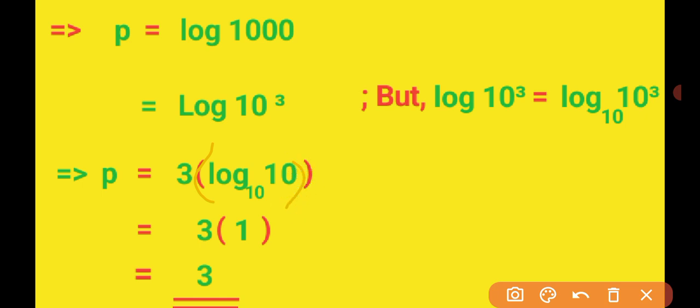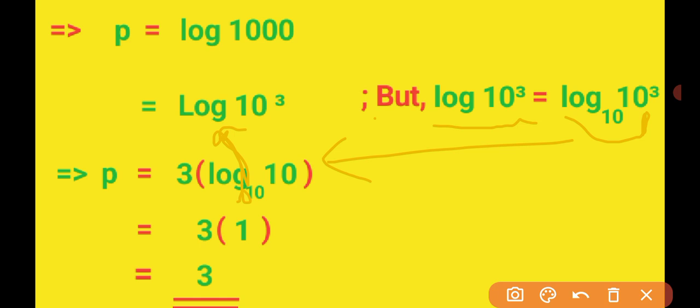And now we know that log 10 to power 3 is the same as log to base 10 of 10 to power 3. And that is why we have put the base in the bracket. Though the base is not outside here, we have put it inside there, because when there is no base, it means the base is 10.